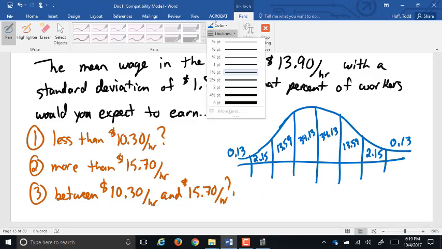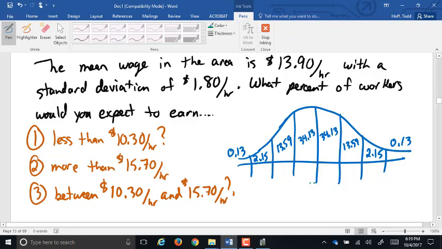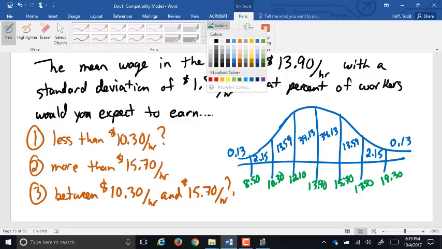Okay, so let's look at our bell curve and get the numbers put in here. What goes in the center here? 13.90. What goes here? 12.10, and here 10.30, and here 8.50, right? How about here? 15.70, and here 17.50, and finally here 19.30. So I know that's a little bit small to read, but come on now.